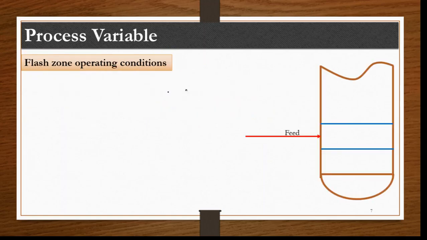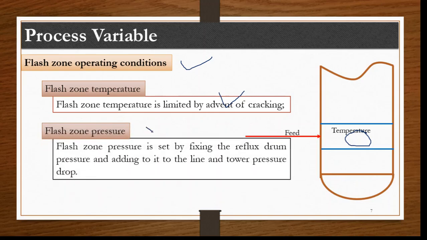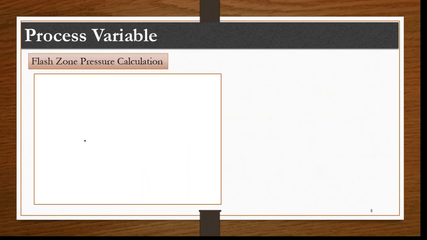The second one is the flash zone operating conditions. We know the flash zone operating conditions means temperature, the flash zone temperature. We have to maintain the flash zone temperature because it prevents coking and cracking options. The second thing is the flash zone pressure. We have to fix the flash zone pressure, and there are some calculations, some methods to fix the flash zone pressure with the help of the reflux drum pressure. So let us talk about the flash zone pressure in much more detail, how to calculate it.